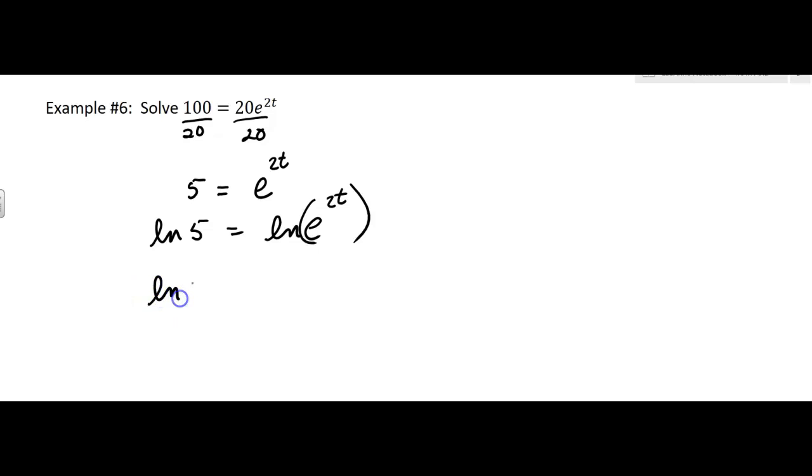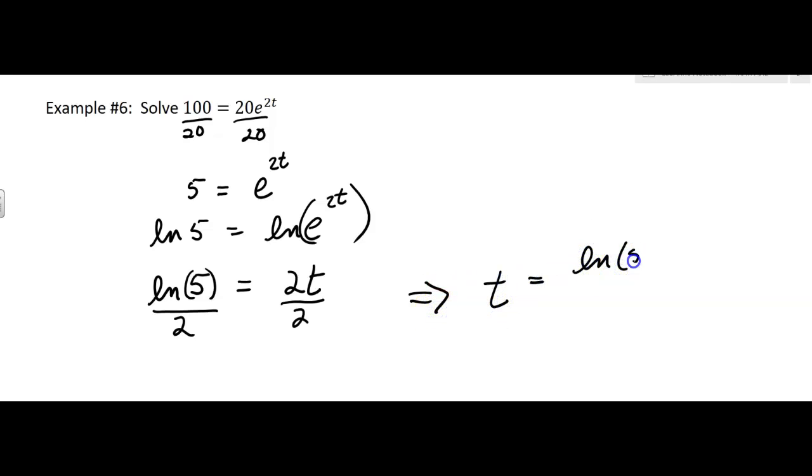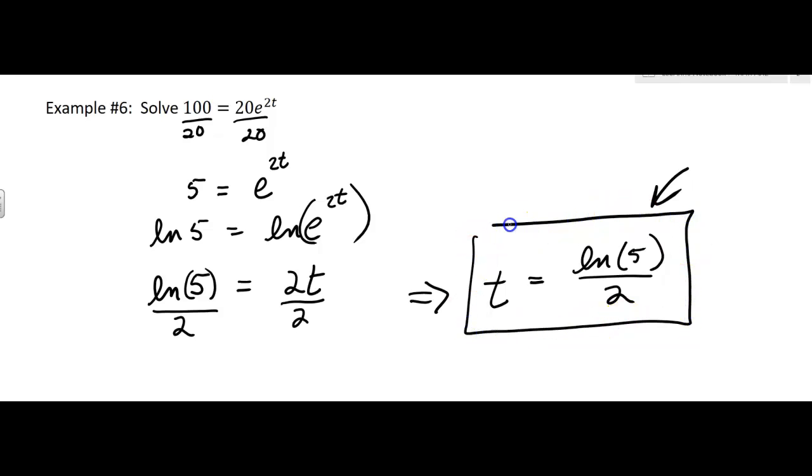Okay, so I get the natural log of 5, oh, I should put parentheses, equals 2t. And then we're almost done. All we have to do is solve for t, so divide both sides by 2. Now remember, this gives us t is equal to the natural log of 5 divided by 2. That's just a number. We can put this in a calculator, get a decimal approximation. If they want an approximation, they should tell you. Otherwise, we assume that we want an exact answer. Okay?